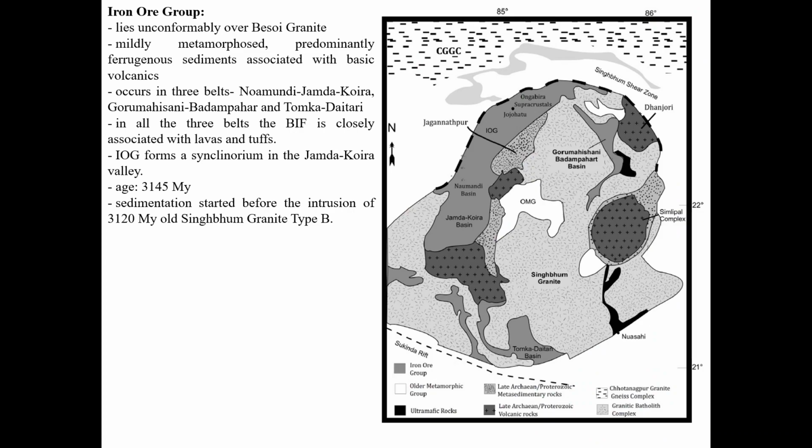Overlying the Besoy granite, separated by an unconformity, is the iron ore group. It is mildly metamorphosed and has predominantly ferruginous sediments associated with basic volcanics. I had previously told you that it has three important belts which are exposed: the Daitari, Noamundi-Koira, and Gorumahisani-Badampahar. Here it is all banded iron formation, closely associated with lavas and tuffs. Age has been given as 3.15 billion years.